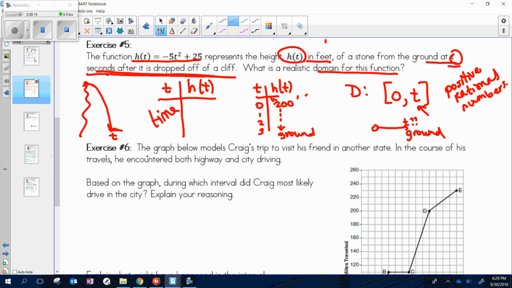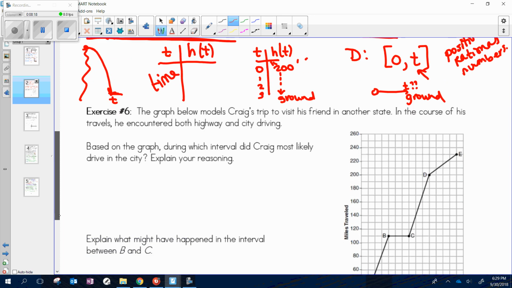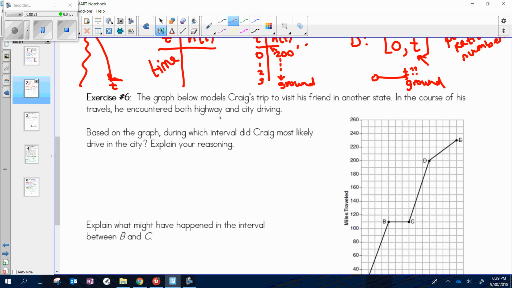Okay, exercise 6. The graph below models Craig's trip to visit his friend in another state. In the course of his travels, he encountered highway and city driving. The assumption here is that highway driving is faster, city driving is slower, because you got more people, pedestrians, lights, all that good stuff. Based on the graph, during which interval did Craig most likely drive in the city? So we're looking for the slower interval of time.